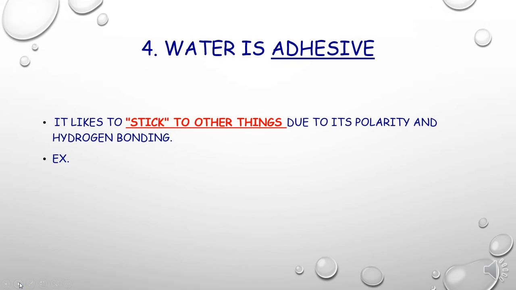Fourth property: water is adhesive. Adhesion is water sticking to other things. This is based off of polarity. Polar things like polar things, and if they're polar or even ionic and have a charge, opposites attract. The opposite charges are going to attract, similar to how hydrogen bonding works between water molecules in cohesion.